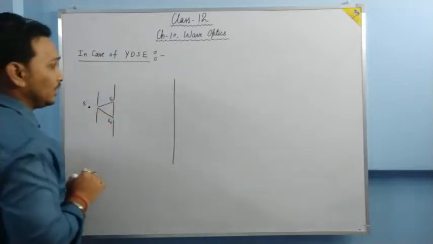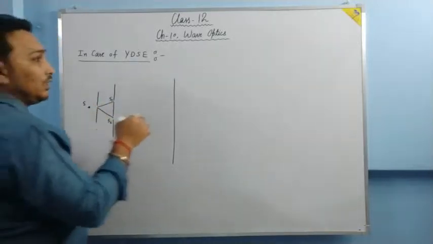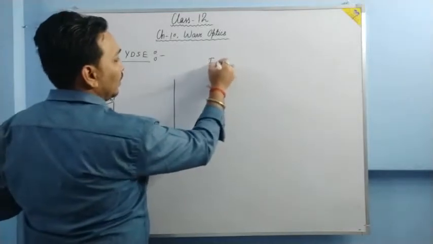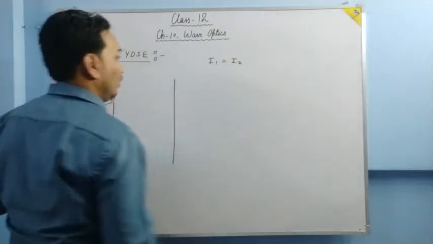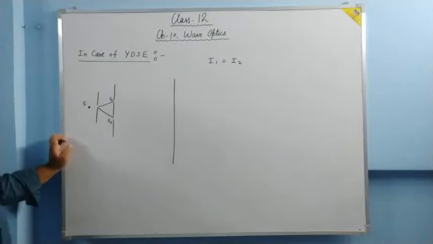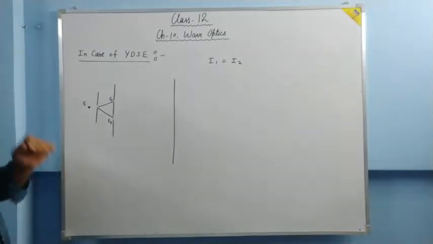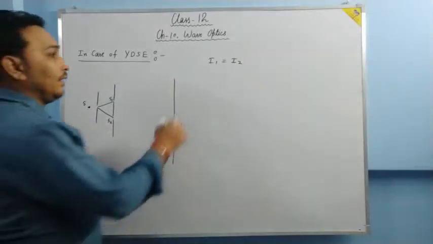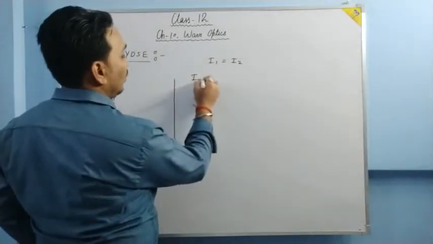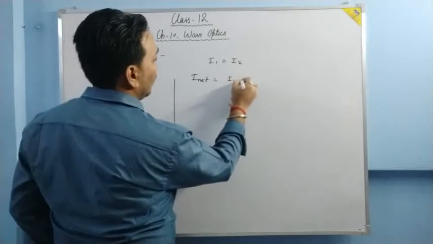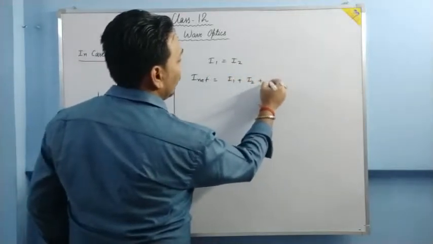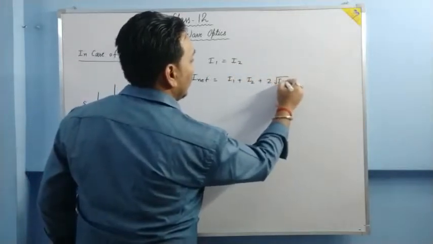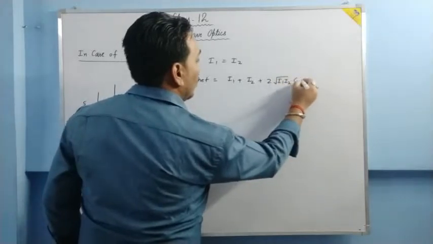So now what happens? In the case of Young's double slit experiment, the intensity I1 is equal to intensity I2. And we know that the net intensity is given by I1 plus I2 plus 2 under root I1 I2 cos phi.